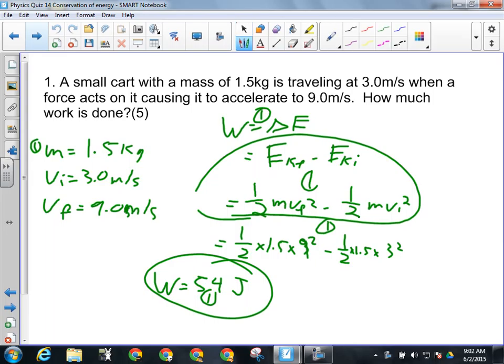The mass of the small cart was 1.5 kilograms. It was initially traveling at 3 meters per second, but a force acted on it that caused it to accelerate to 9 meters per second. Right. And we said several times that seeing the word force in a question is usually an indicator that it is not a law of conservation of energy question, but is in fact a work energy theorem question. The other way we know it's a work energy theorem question is the energy of this object clearly does what?